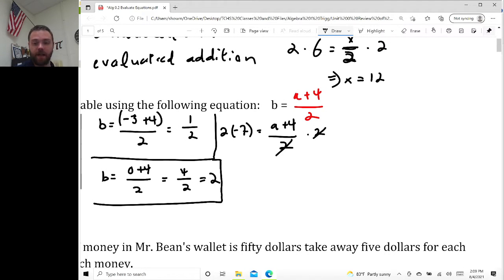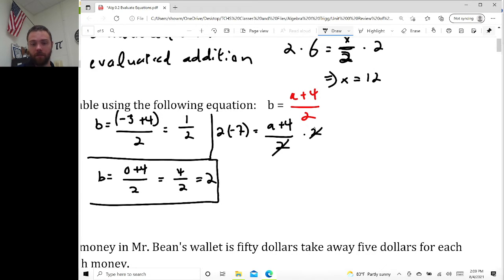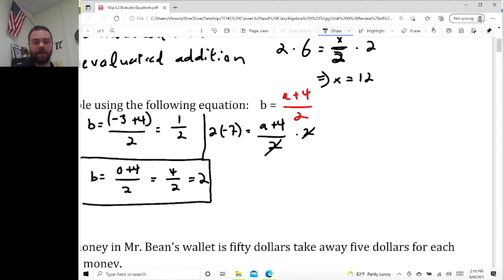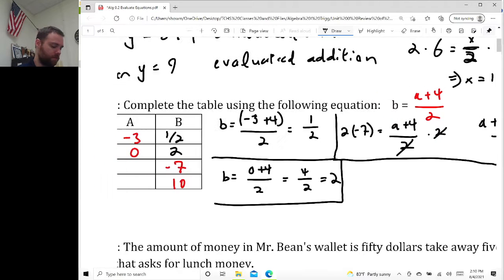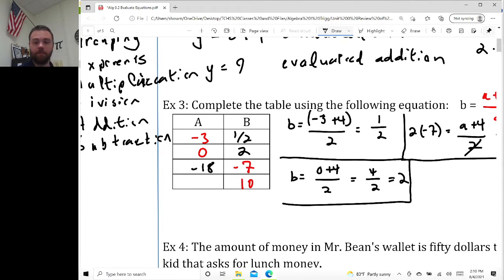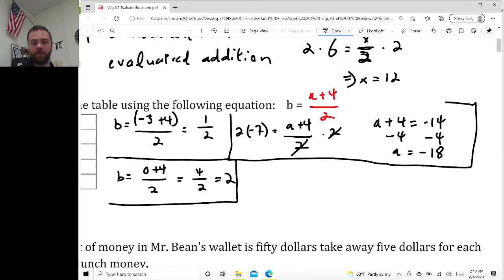The 2's will cancel out, or they'll divide out to be 1. Okay, so 2 divided by 2 is 1. 2 times -7 is -14. So I've got a plus 4 equals -14. So now I want to solve this completely out. I've got an addition of 4, so I can subtract that to the other side. So I get a is equal to -18. And since a is alone, I'm finished with that one. So there's nothing more to do there.